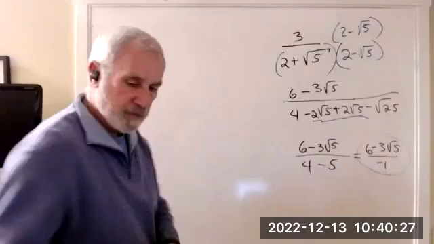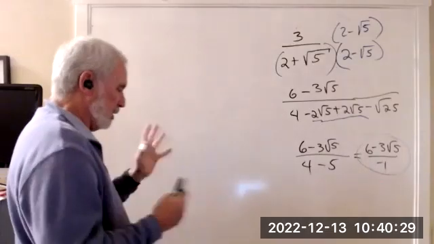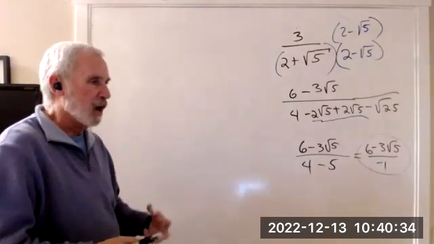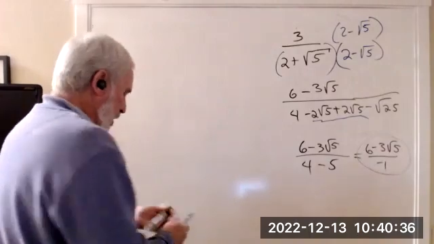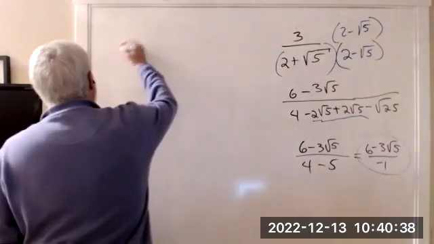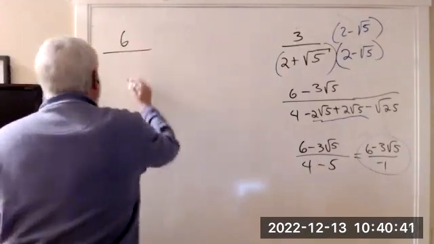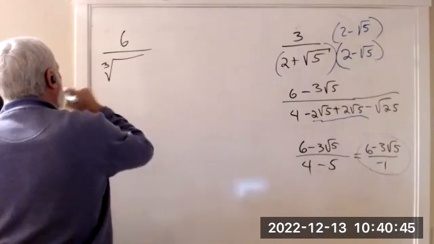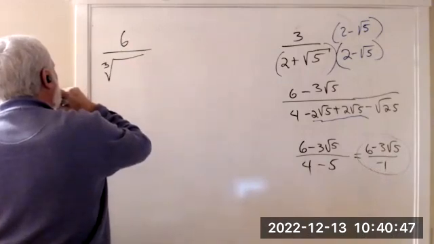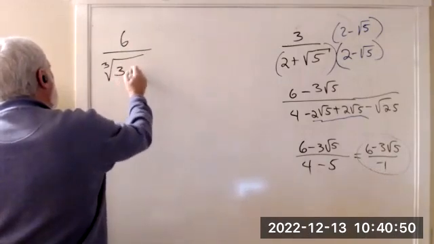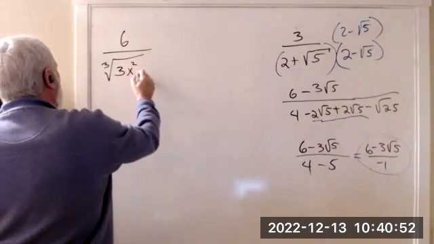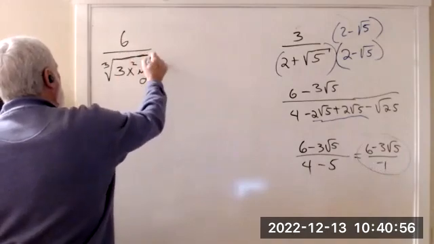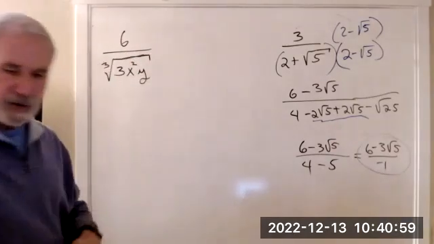Okay, so Jorge, I don't want to belabor this because this will not be a big topic on the test. But what if I had 6 over the cube root of 3x squared y? This is a little bit tricky.